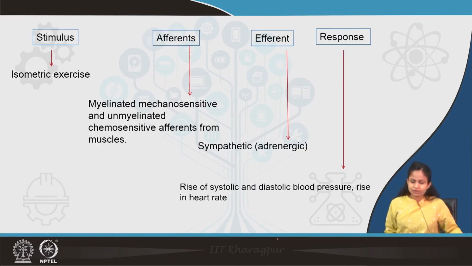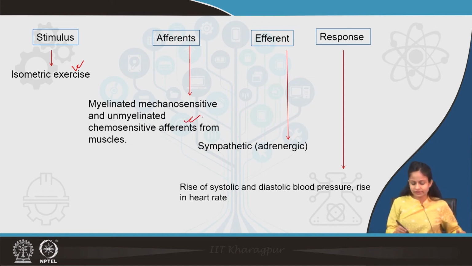So, the stimulus here is the isometric exercise which we are asking the subject to do. We are asking the subject to take the maximum grip. The afferents over here are both the myelinated as well as the unmyelinated fibers, which are from the muscles.